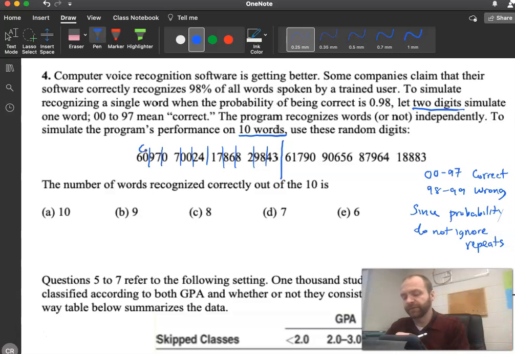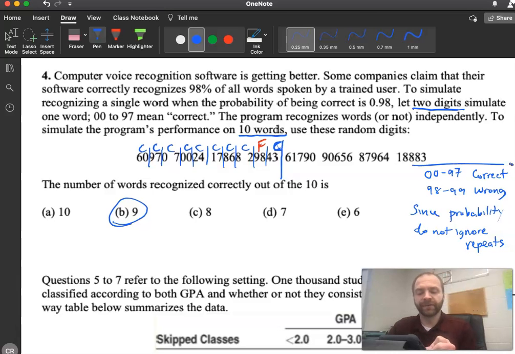So 60, yep, correct. Between 00 and 97, yes it is, yes it is. That deserves a big F. Fail. Way to go, computer voice recognition software. You failed. And then correct for that one. All right, so there's our 10, and we're going to choose our answer. Out of the 10 we had, the number of words it recognized correctly was 9. So we're set. That's your answer for number 4. Nothing too drastic there. You just get our answer 9 by performing the simulation.